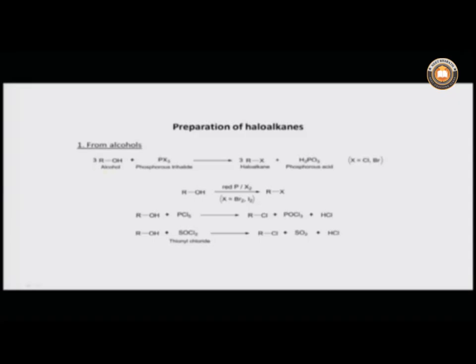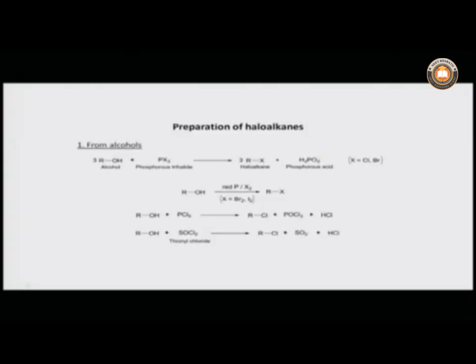If you take alcohol and treat it with phosphorus trihalide, phosphorus has an affinity for oxygen, so it would be able to pull oxygen out of any molecule. There are 3 halogens, so 3 molecules of alcohol can react with this and give you a haloalkane along with phosphorus acid, H3PO3. So instead of using a hydrohalic acid, you can also use PX3.